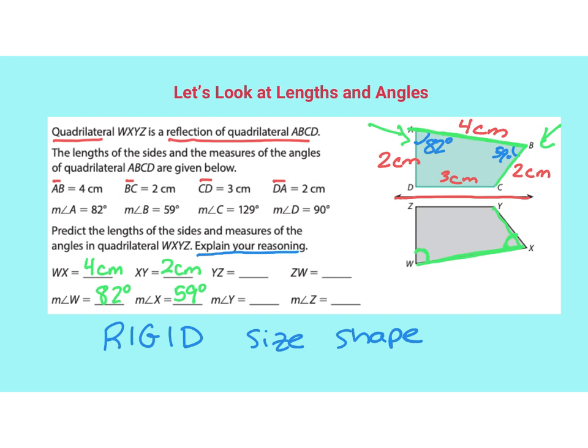So CD is right here, so it would line up with YZ or ZY, so that would be 3 centimeters. And ZW would be here, and that would line up with DA or AD, so it'd be 2 centimeters. And now measure of angle C is the Y, so that would be 129. And measure of angle D is the 90, so measure of angle Z has to be 90. One thing in case you don't remember from earlier grades, that 82, 59, 129, and 90 should add up to 360 degrees because a quadrilateral has 360 degrees.